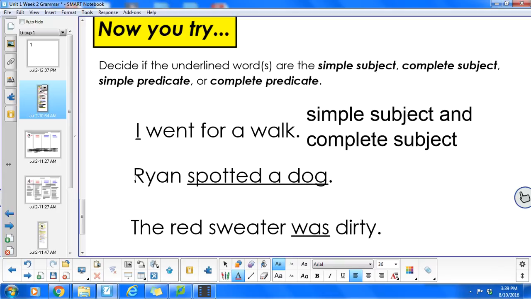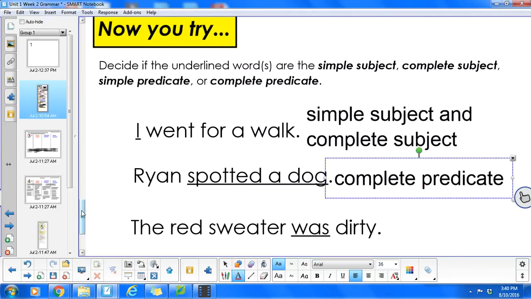Let's try this sentence. Ryan spotted a dog. Well, Ryan's my subject, so spotted a dog is my predicate. But now I need to decide, is it a simple predicate or a complete predicate? A complete predicate includes all the words in my predicate. A simple predicate is going to be the exact word that Ryan's doing. So Ryan's spotting the dog. Spotted would be a simple predicate. Since they underlined the entire phrase here, it's a complete predicate.